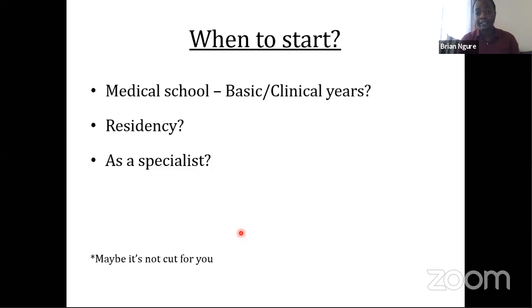Moving on, I'd like to discuss the issue of when to begin or when to start. I personally, I think, started research my first year of medical school. I presented in my first conference the first year of medical school. It was a conference in Mombasa. And I remember I did not know how to go or who I would meet.